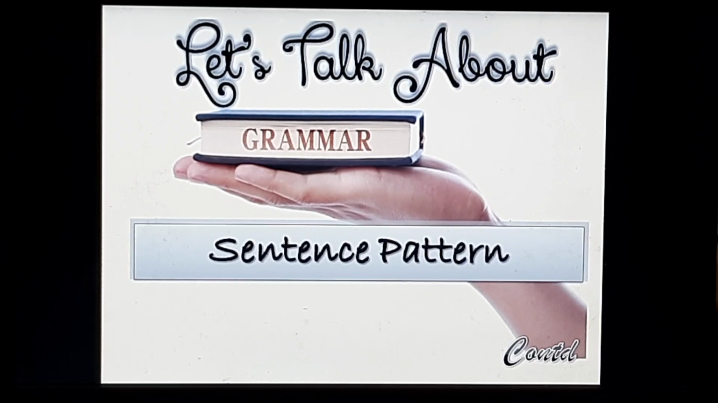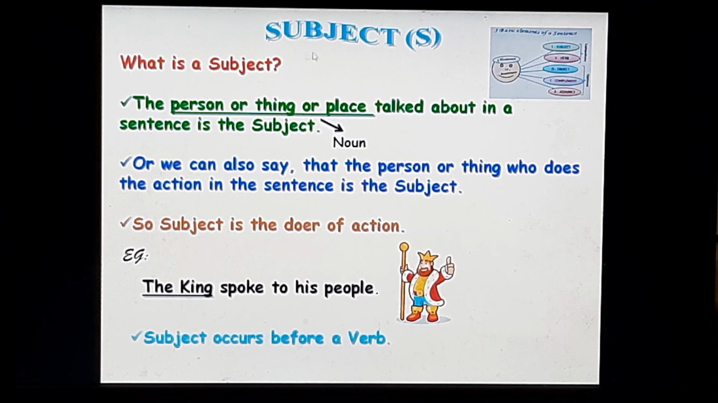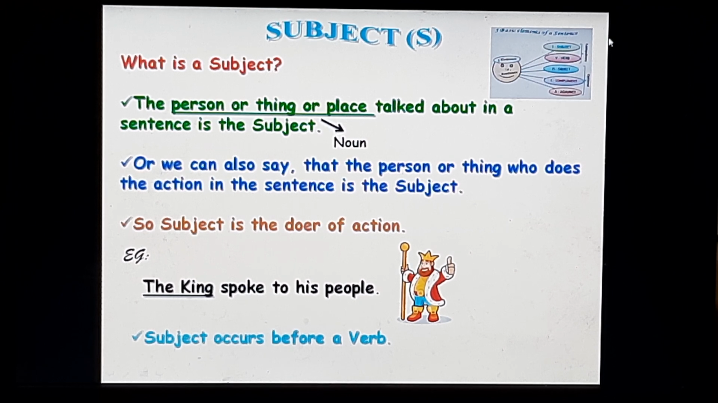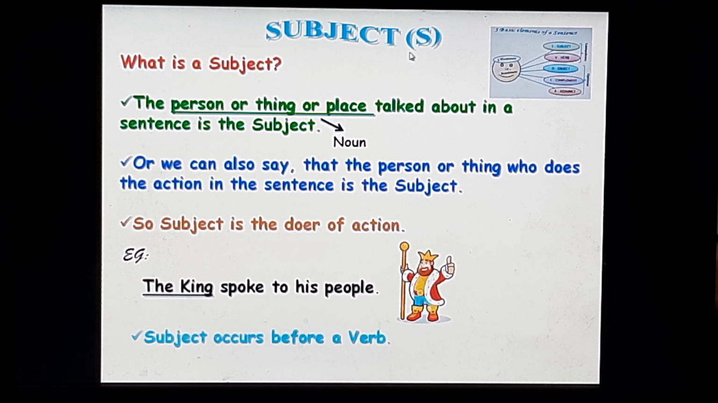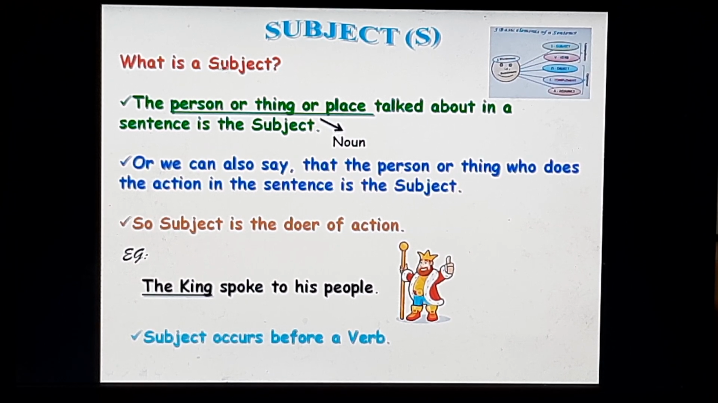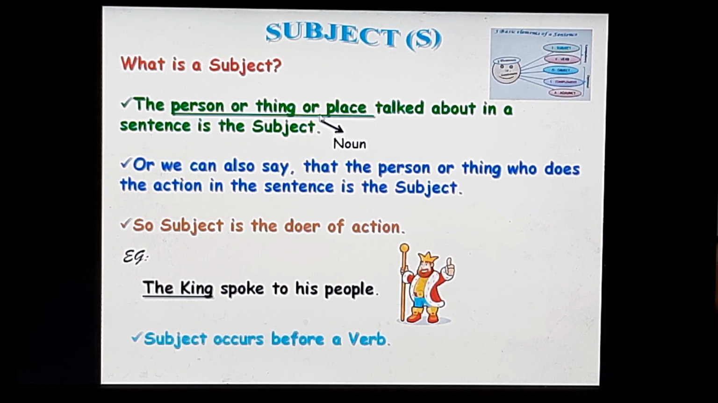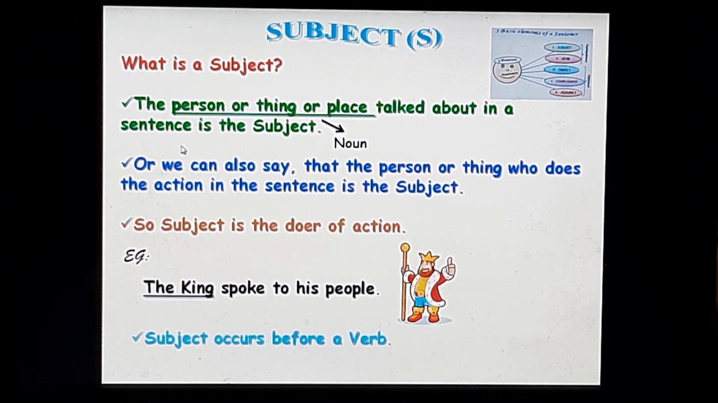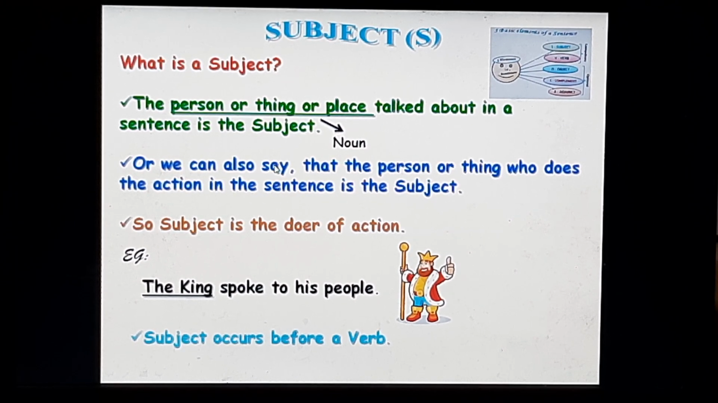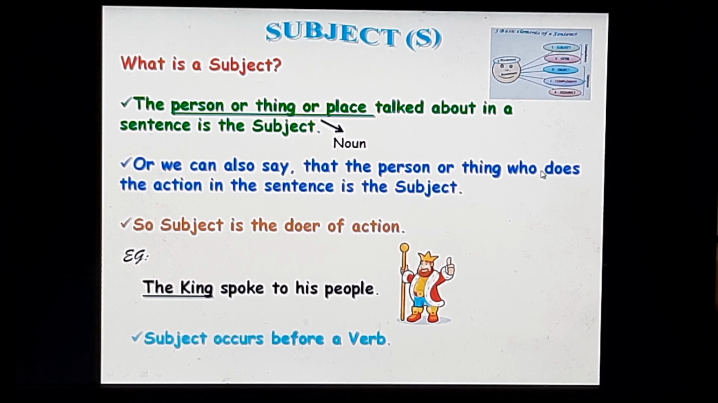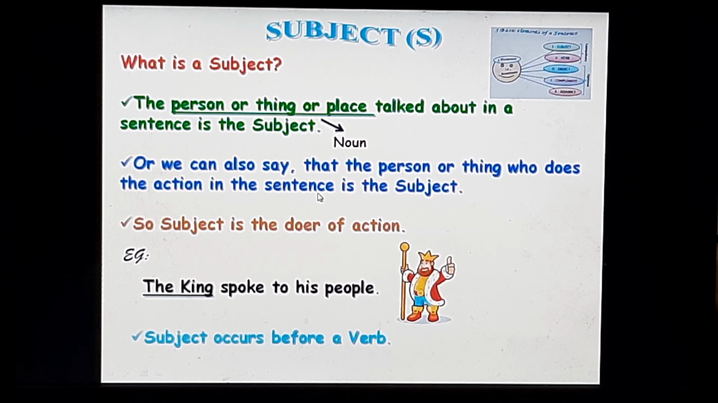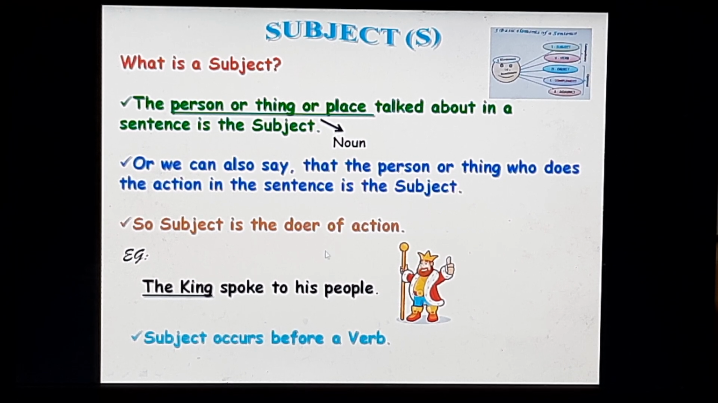Let's continue, children. We shall learn about the subject, which is the first basic element in a sentence. It is denoted by the letter S. What is a subject? The person or thing or place talked about in a sentence is the subject. Or we can also say that the person or thing who does the action in the sentence is the subject. So, subject is the doer of action.